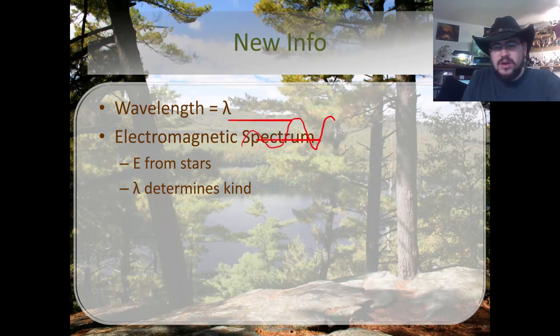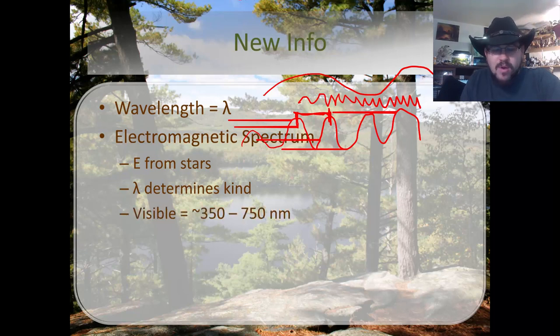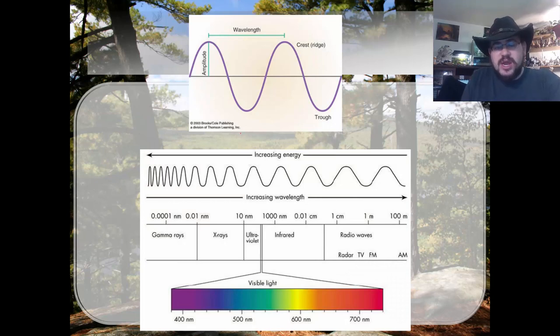When we're drawing waves, the wavelength is a measurement between crests, like that. So the specific wavelength, whether it's long or very short, determines what kind of energy we classify it as. Visible light is wavelengths of 350 to 750 nanometers. Here's a nice little slide showing how we measure wavelength up here, and down here we see an explanation of wavelength.